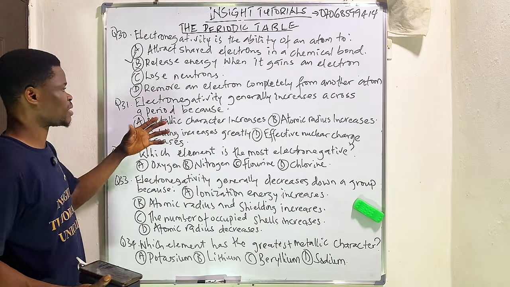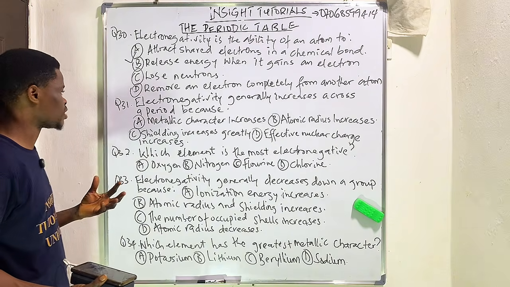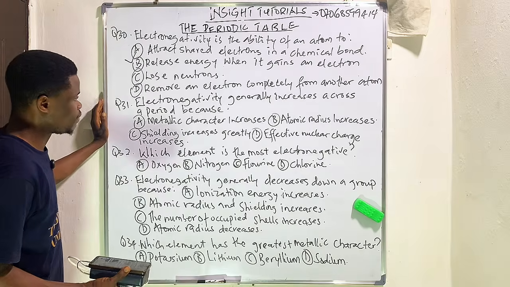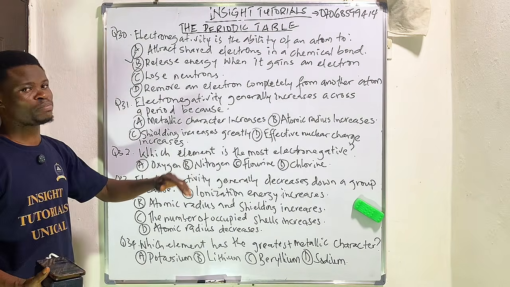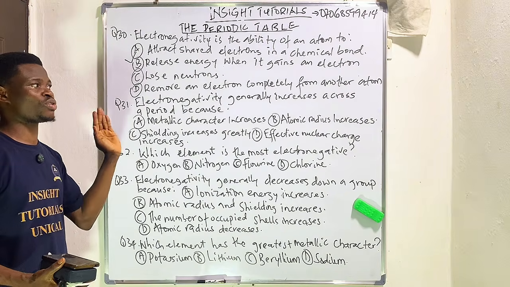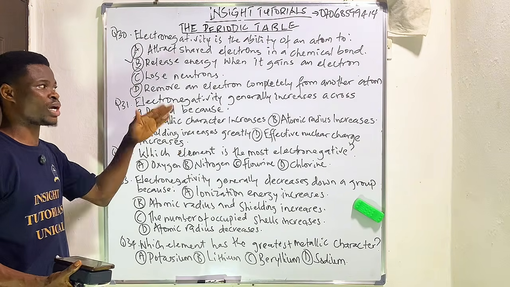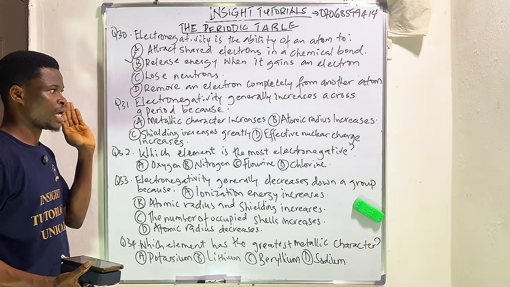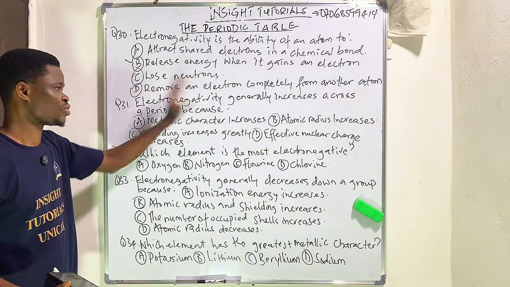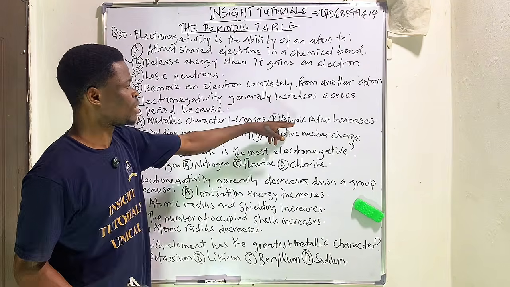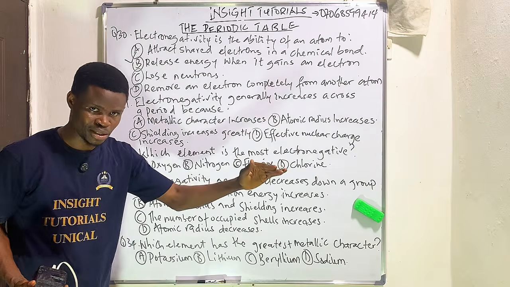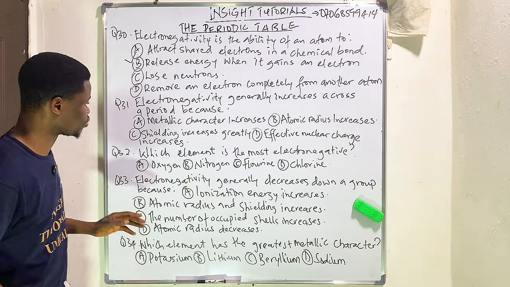reason for that, A says metallic character increases, B says atomic radius increases, C says shielding increases greatly, D says effective nuclear charge increases. The first thing you need to know is, across the period, metallic character does not increase. Anytime you hear the words across the period, it's from left to right, and you're moving from metals towards non-metals. So metallic character decreases. So this one is out. Atomic radius increases? Across the period, we all know that atomic radius decreases. It doesn't increase. So that's also out.